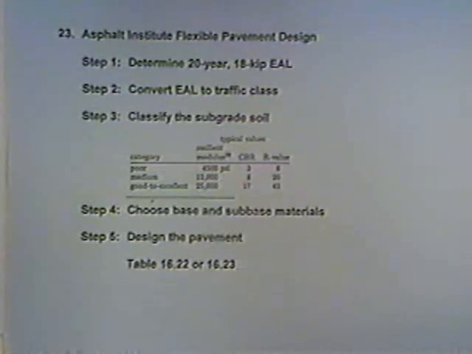You're going to convert that ESAL to some traffic class, and there's a table in your manual, table 1620, that tells you the appropriate traffic class, and it depends on the type of street or highway that you're designing. Parking lot is type 1, traffic class 1. When you get into freeways, the more traffic they carry, the heavier the loads, the higher the traffic class is going to be. You would classify the subgrade soil based on the table that you see there in the middle of that page.